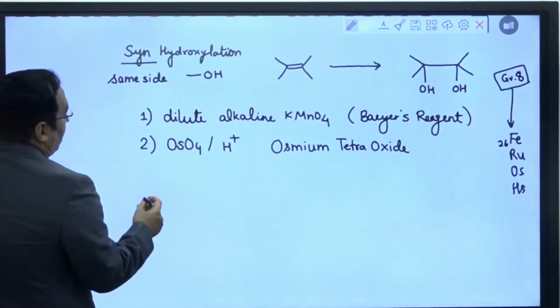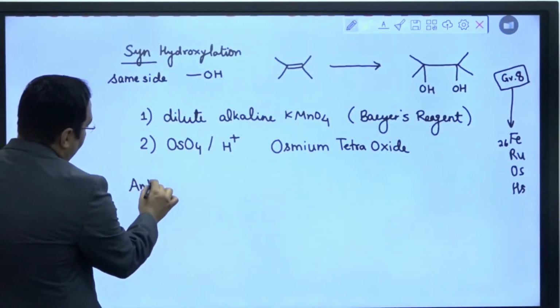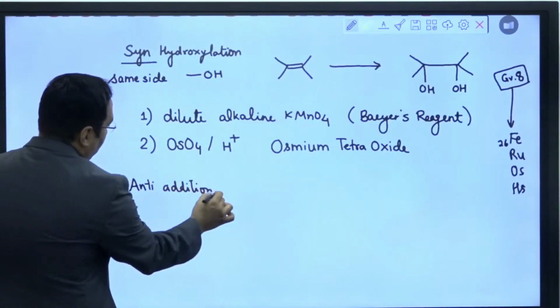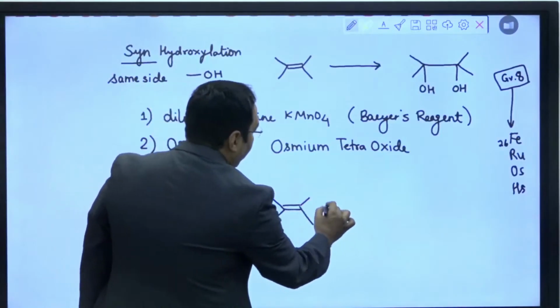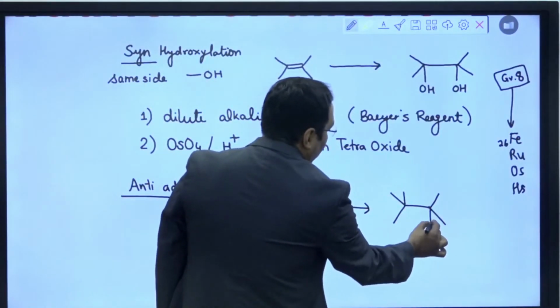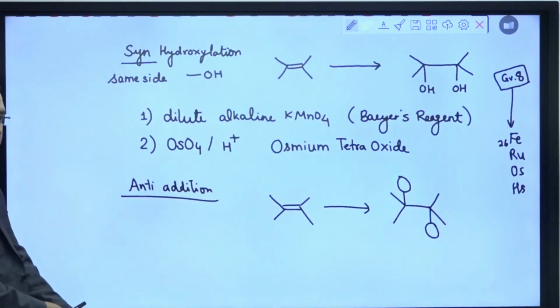Okay. Now write down examples of anti-addition. Anti is opposite. So let's say you are given a double bond and you get this kind of connection. One group joining here, the other joining there, right? That's called anti-addition.